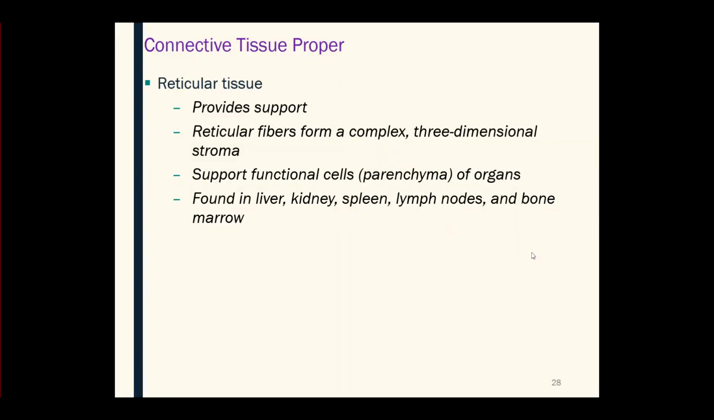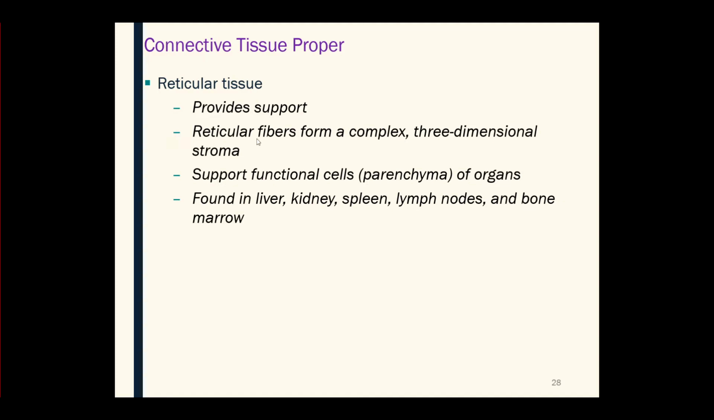The third type of loose connective tissue, right? We're still doing the three loose connective tissues. The third type is reticular tissue. So this is obviously going to contain our reticular fibers. I didn't put it here. If you want to add it, you can. Oh, I do have it here. Those reticular fibers are going to provide support, right?